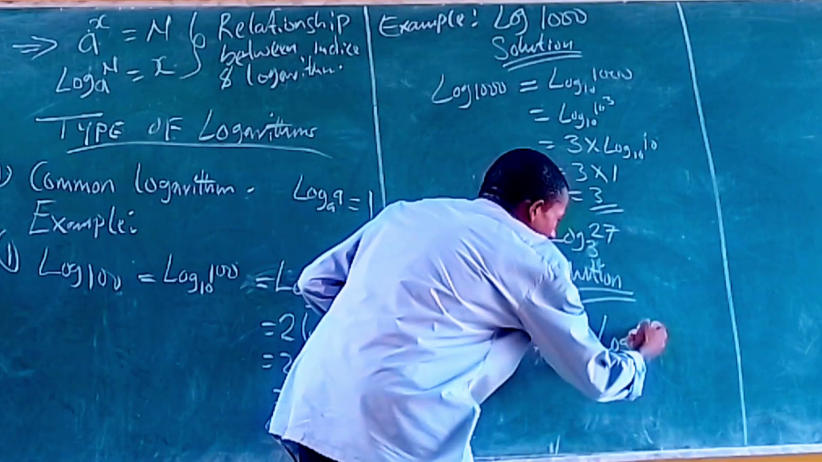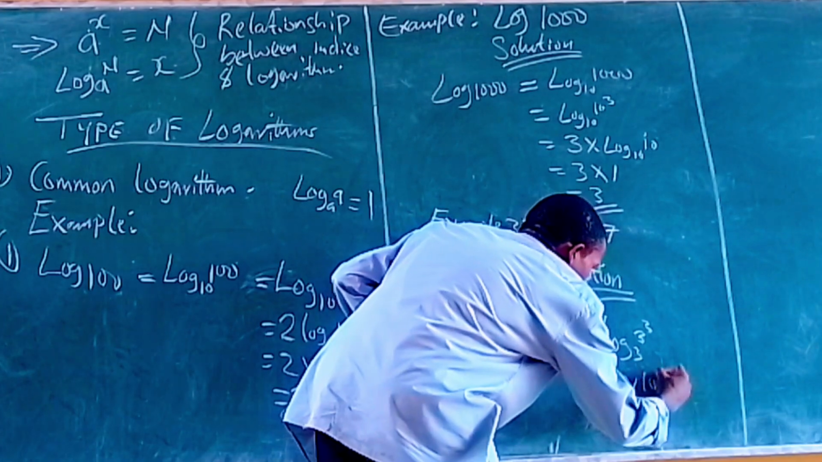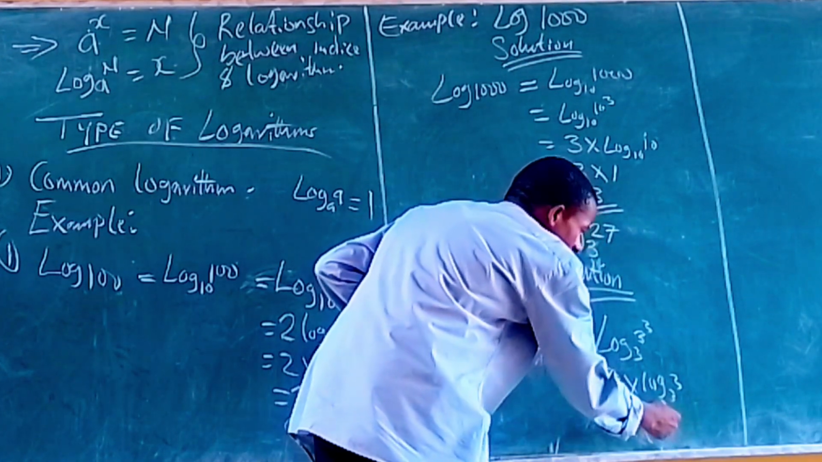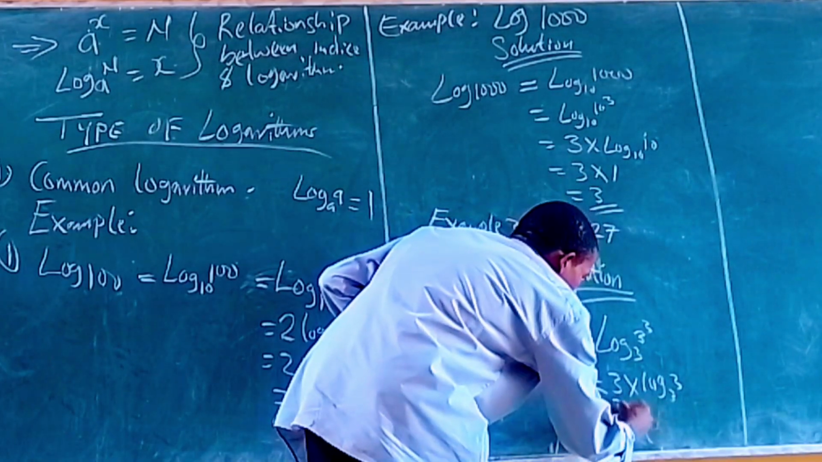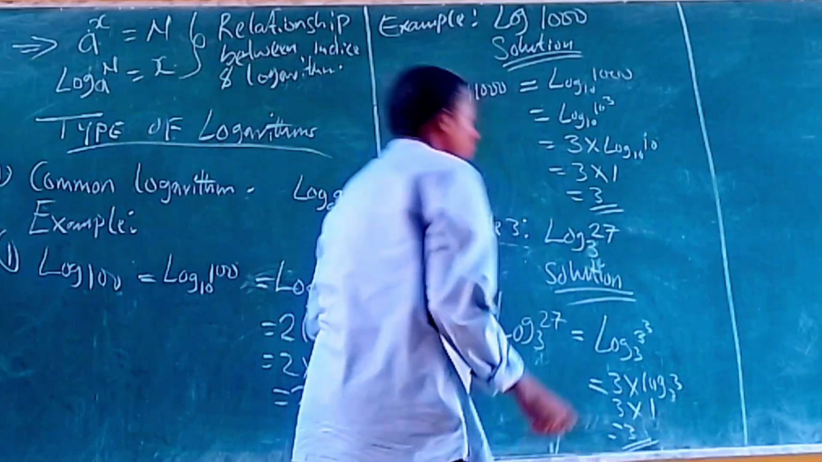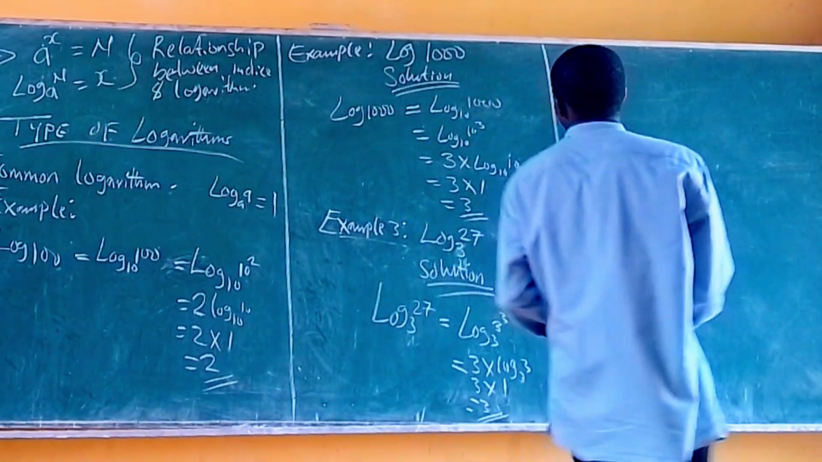Now this becomes what? The power will come down, right? 3 times log of 3 base 3. Right? And this guy is a log of base, because the base is the same thing as the power, right? So this becomes what? 3 times what? 1. So it is 3. Okay. Now look at the laws of logarithm.